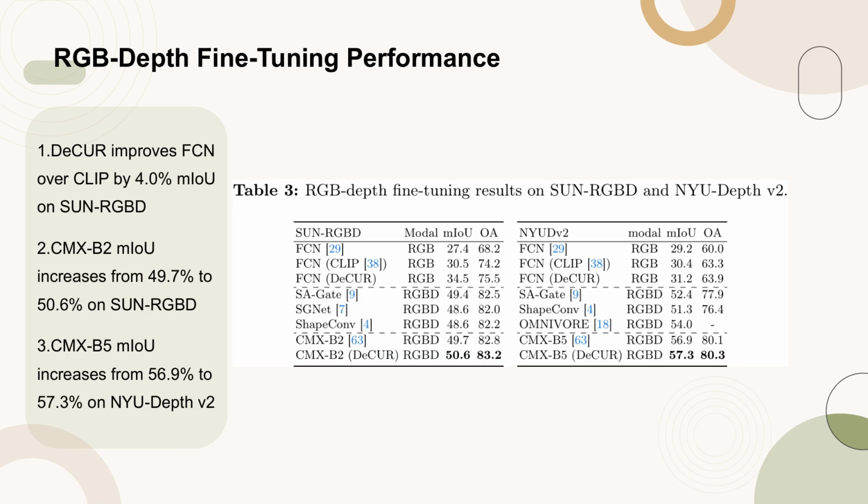Table 3 presents the fine-tuning results of RGBDepth encoders on the SunRGBD and NYU-Depth v2 datasets. The table shows that DeCUR significantly enhances the performance of FCN compared to CLIP, with an improvement of 4% in mean intersection over union, MIOU, on SunRGBD. Additionally, the use of DeCUR with the CMX model results in notable increases in MIOU, from 49.7% to 50.6% for CMX-B2 on SunRGBD, and from 56.9% to 57.3% for CMX-B5 on NYU-Depth v2. These results indicate that DeCUR effectively boosts the performance of both single-modal and multimodal models in semantic segmentation tasks.